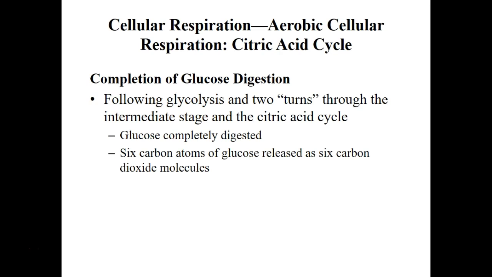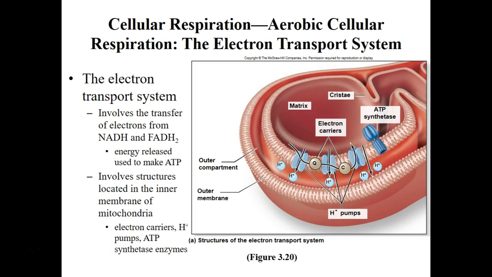At this point, we have completely oxidized glucose. It's been broken down completely. There's nothing left of the glucose molecule. The carbons that were there are released to oxygen, producing 6 carbon dioxides. The oxygen is going to be used in the reaction to oxidize the NADH. And we're going to move into the electron transport chain.